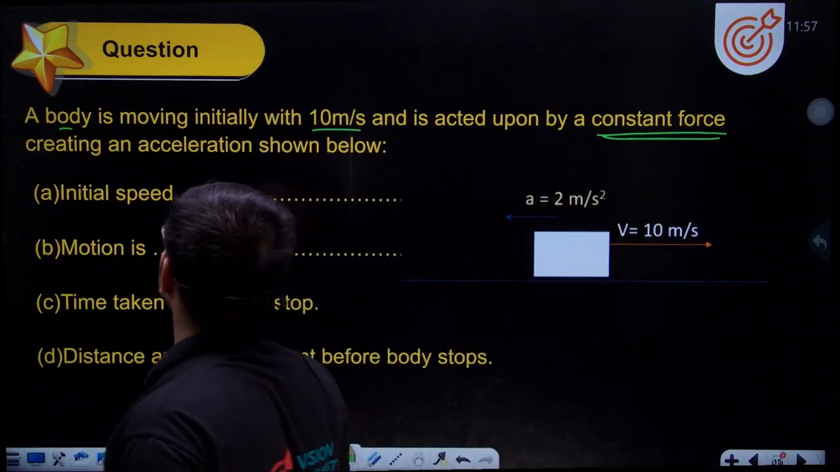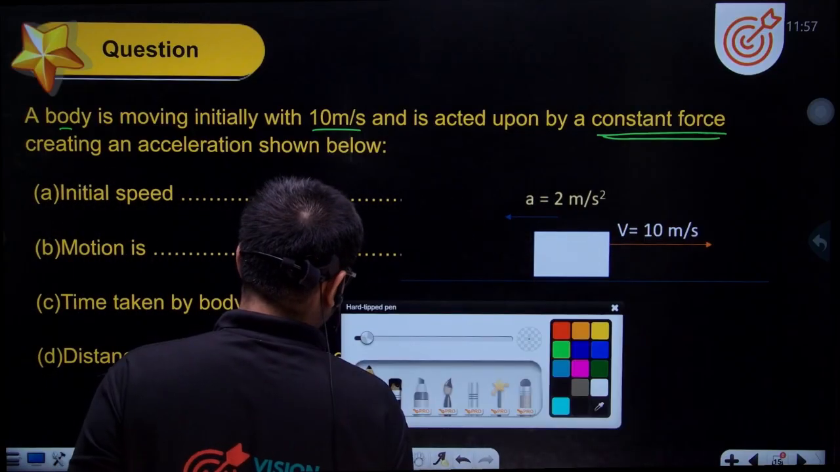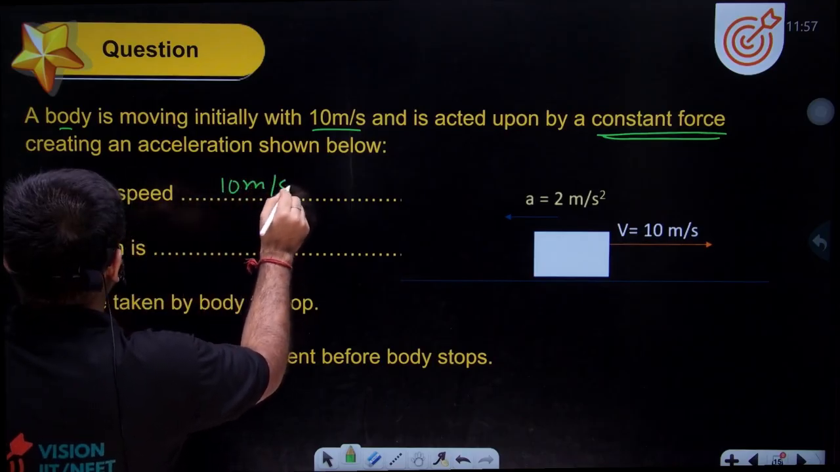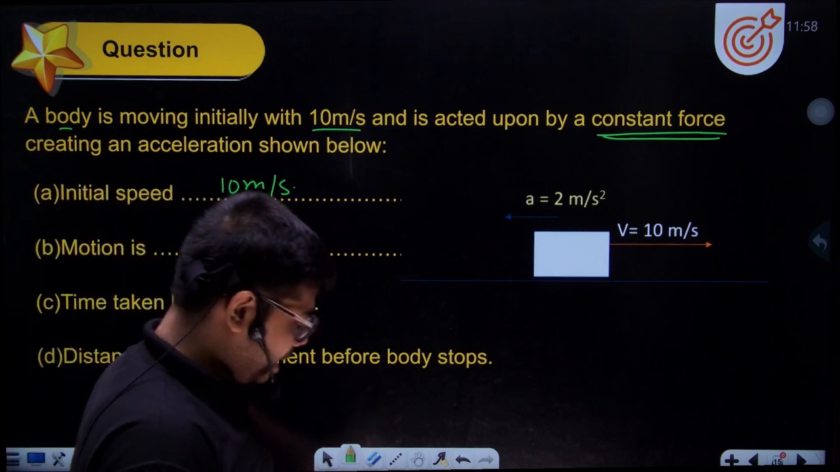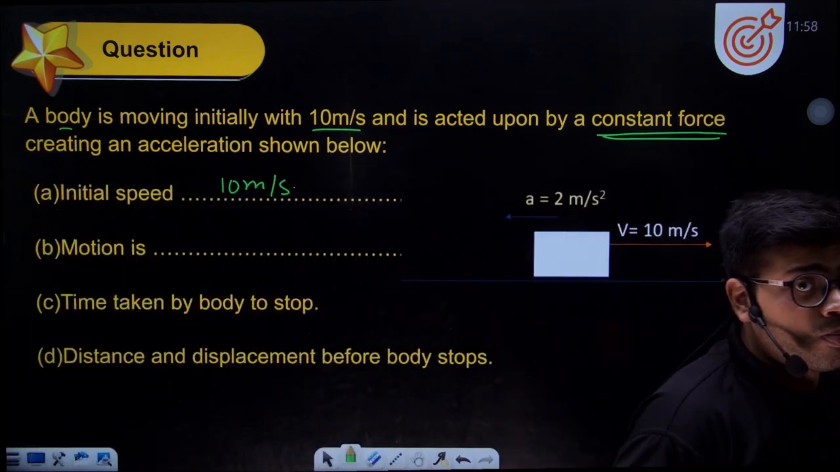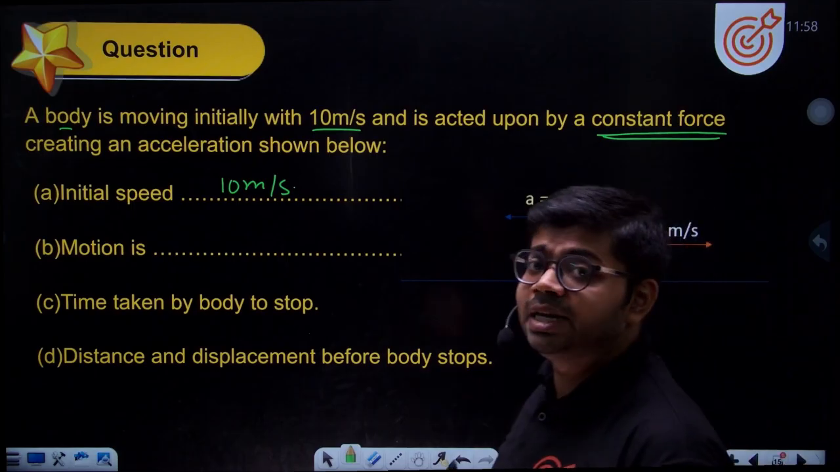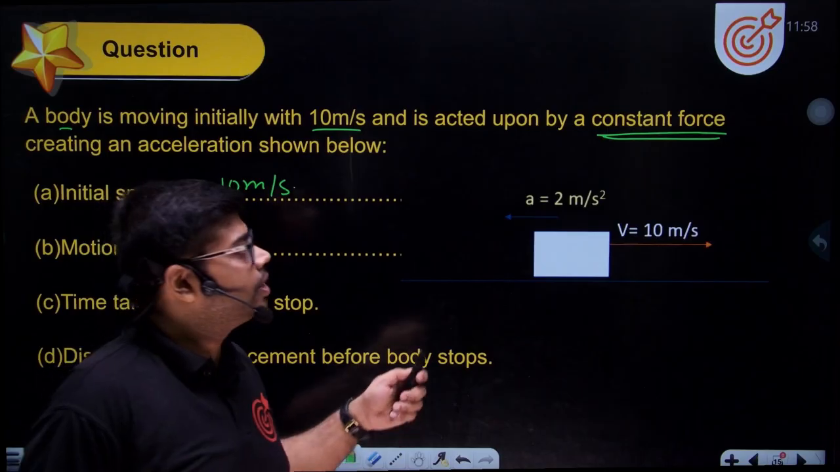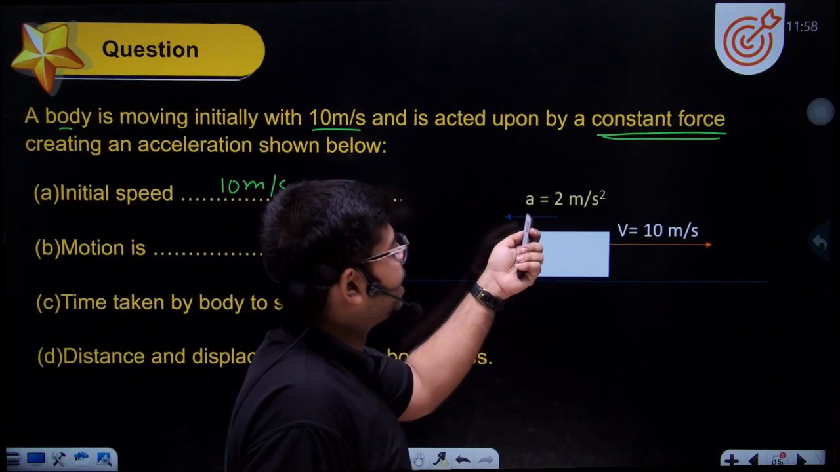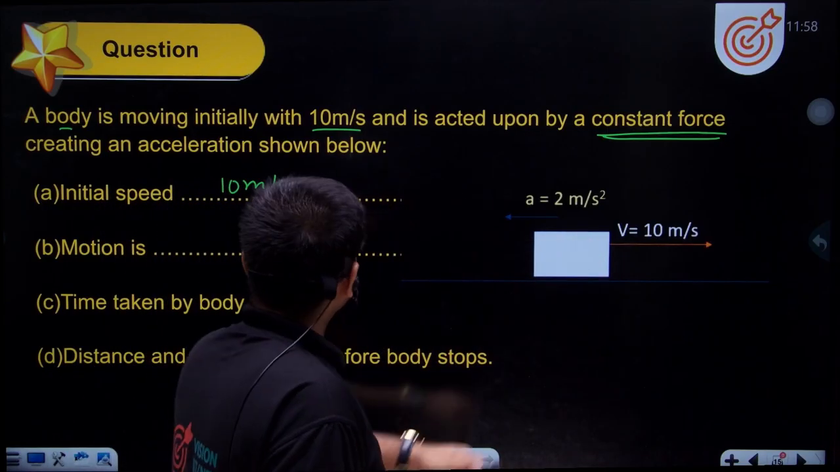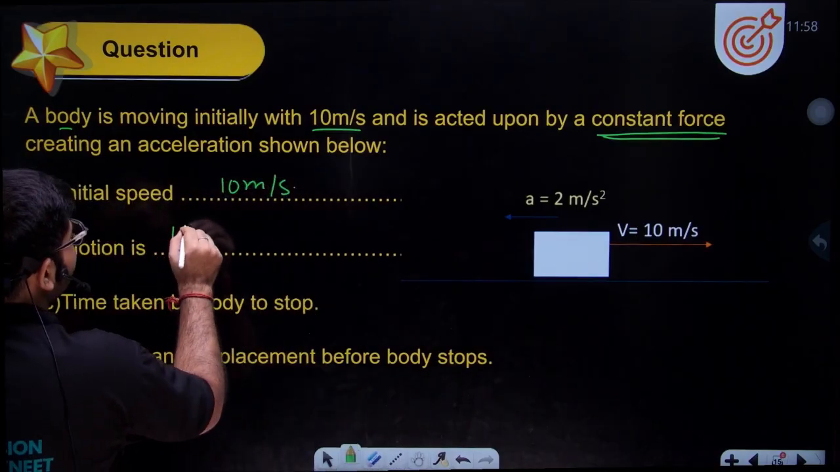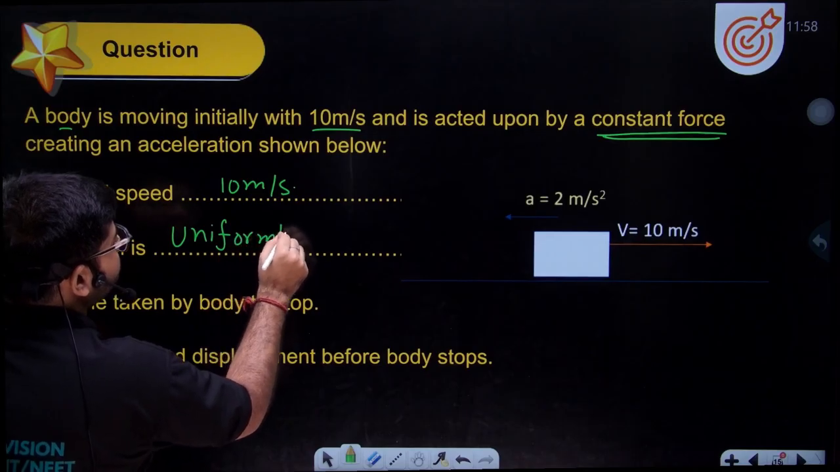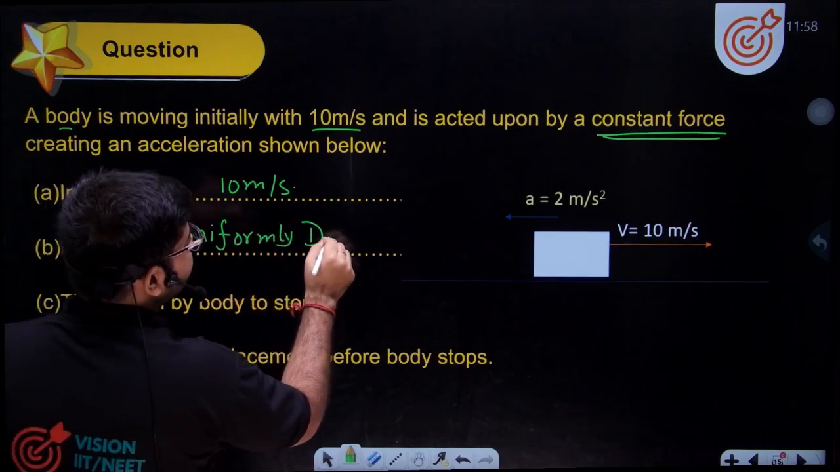So initial velocity, they are asking the same question. Initial velocity is 10 meter per second only. Motion is, यहां पे आप क्या लिखोगे, motion is uniformly retarded या uniformly decelerated. That is what we, same चीज है, acceleration ही है लेकिन negative है ना, तो that is why we will call uniformly decelerated.